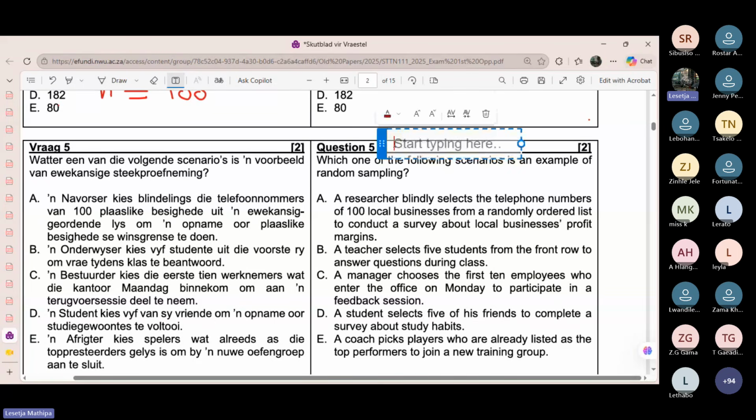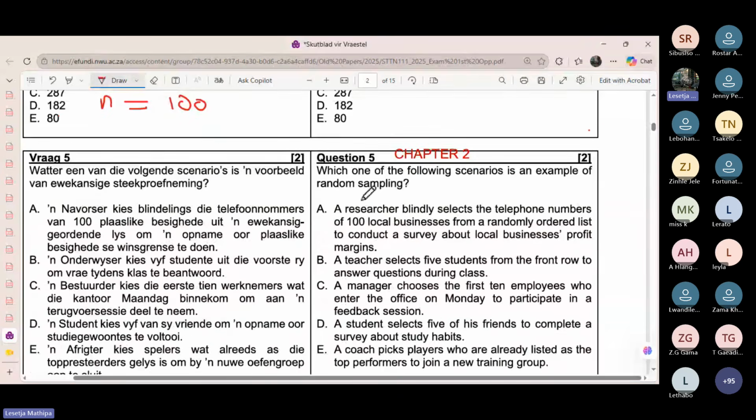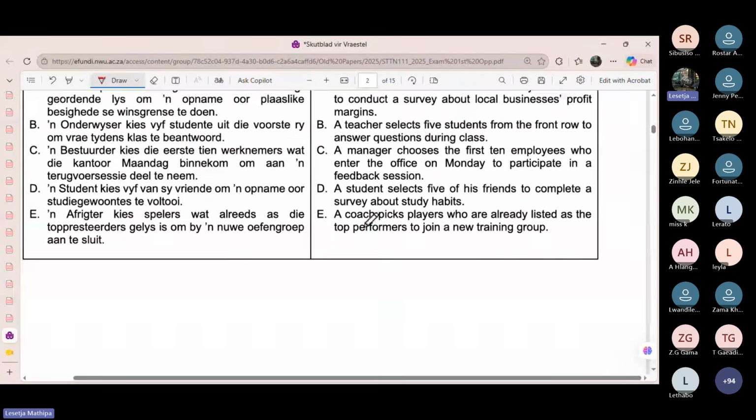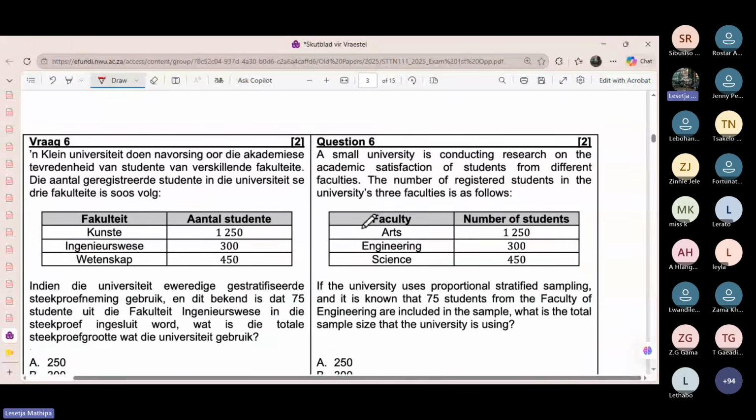So question 5 is based on chapter 2, this one. And if you want this document, just let me know. This one is also theoretical questions, because I'm going to focus more on the calculations. So you guys on your side will do the theory questions.